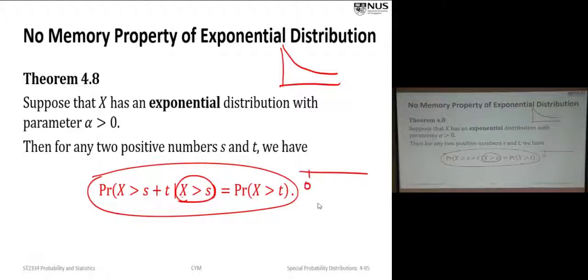What I mean is, I start from 0, and I get through s. So I know that I already reached here. x is already bigger than s. So what's the chance that, knowing that I'm here, x is bigger than s plus t? Now what this result is saying is that the chance is the same as if you start fresh. Consider this as 0, and look at it as t. x greater than t, all right?